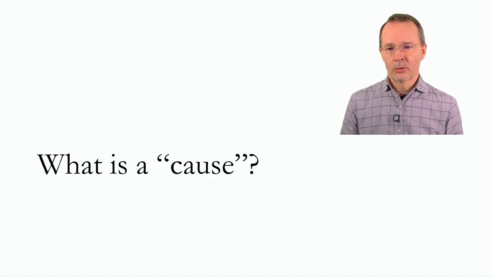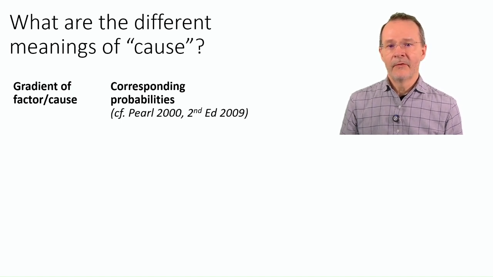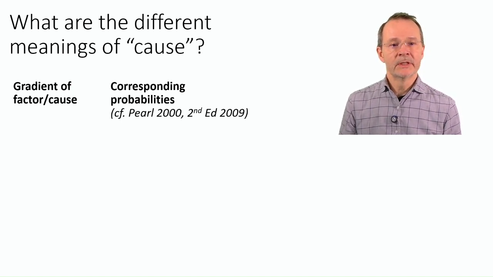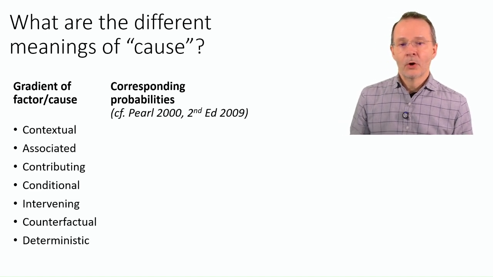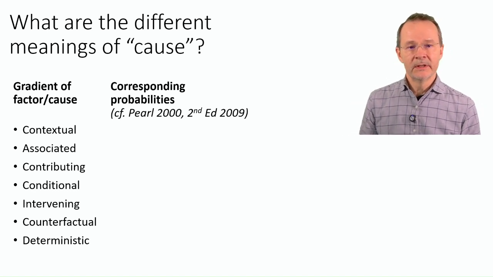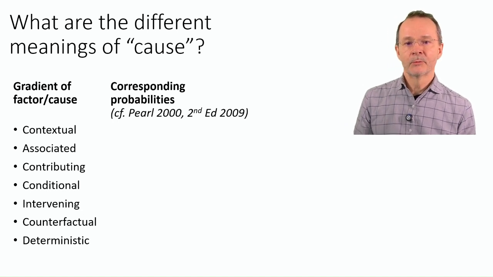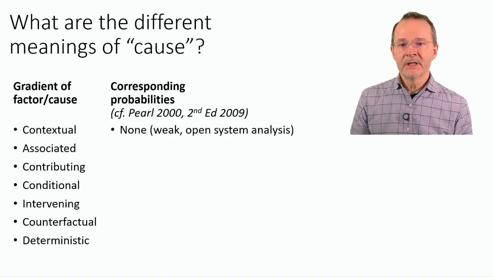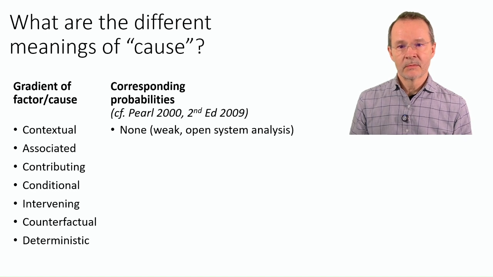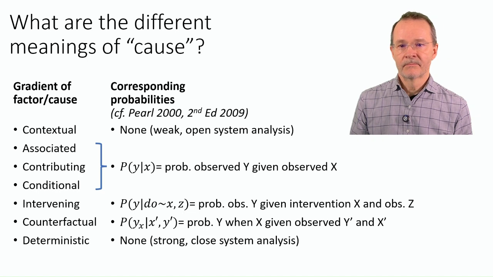So what is a cause? How does the definition vary according to the disciplinary perspective? According to Judea Pearl, a leading authority on the subject, a cause can be classified from contextual to deterministic. Probabilities cannot be estimated in a purely contextual and open system, nor in a purely deterministic enclosed system.